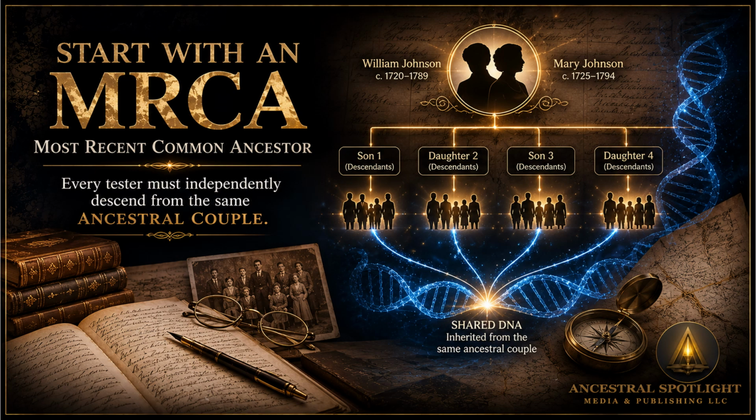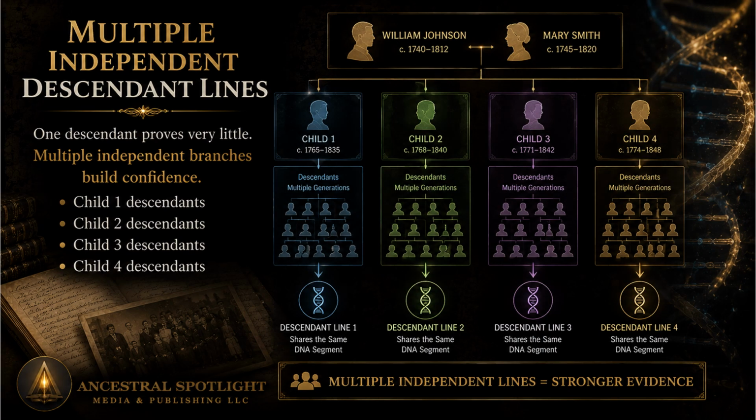Everything we do from this point forward attempts to answer one question. Did this chromosome segment originate from William and Mary Johnson? That hypothesis must be tested. It is never assumed. This is one of the most overlooked concepts in chromosome mapping. Many researchers identify one cousin who shares DNA and immediately declare success. Unfortunately, that's not enough. What we want are descendants from multiple independent branches of the family.